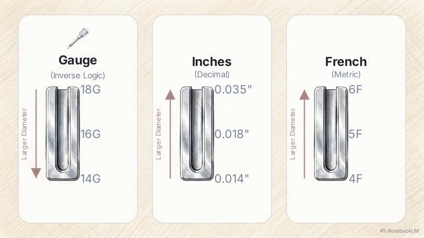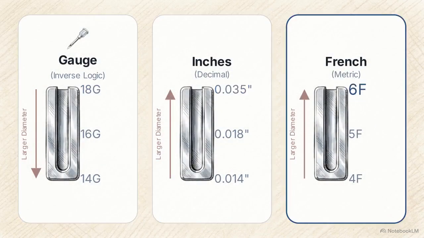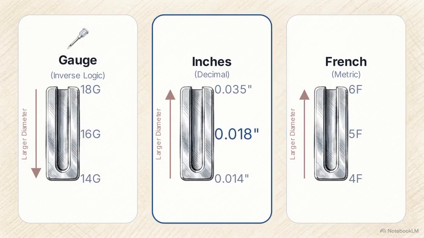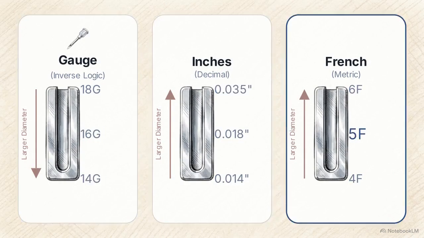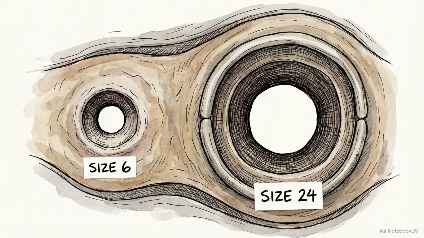A single procedure requires the physician to translate continuously between an inverse gauge scale, standard imperial inches, and the anatomical French scale, calculating the math on the fly. The most dangerous assumption a practitioner can make in this environment is taking a numerical label at face value, believing that a stated size translates to a uniform physical footprint across different instruments.